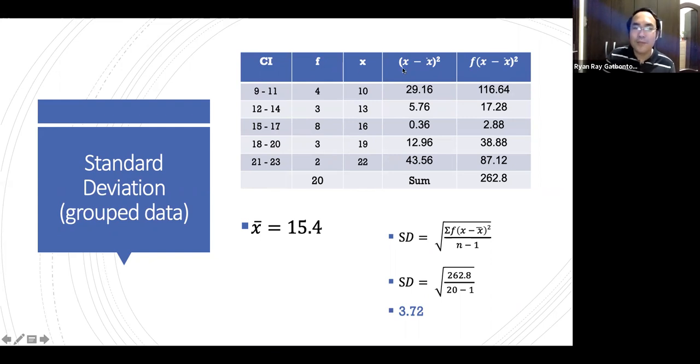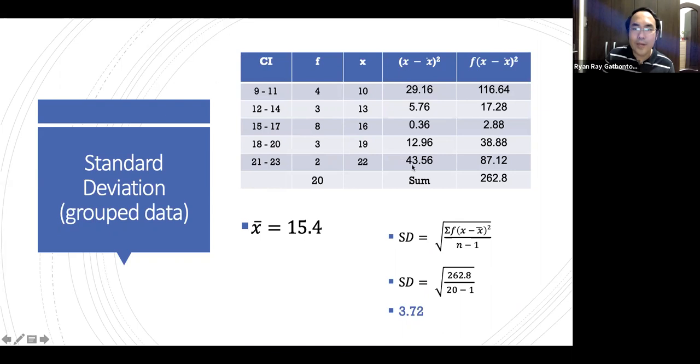So if we first construct this column, we get the midpoint minus the mean, and then we square it. And then we get 29.16. On the second class, we do it the same way. We subtract 13 from 15.4, and then we square it. So that's why we get 5.76. And the same for the other classes.